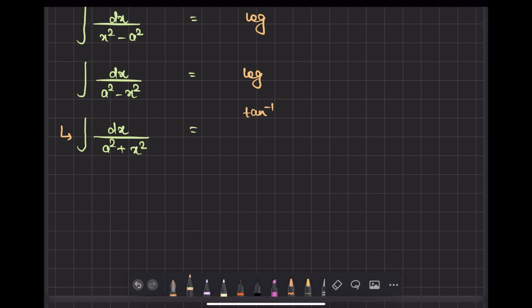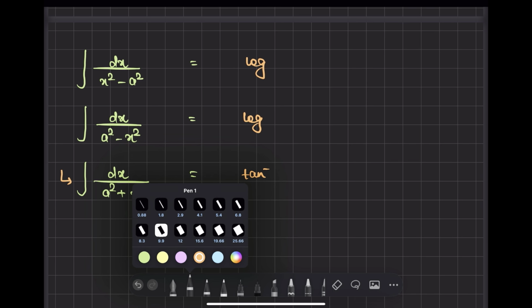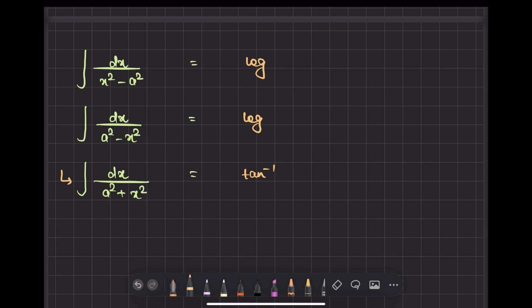Now if you are comfortable, wait a moment, I missed one point. If you are comfortable, tan inverse x. Now again, are you comfortable or not? In the third formula you are comfortable. If you are comfortable, 1 by a. If you are not comfortable, 1 by 2a. Now here if you are comfortable, tan inverse x by a plus c.